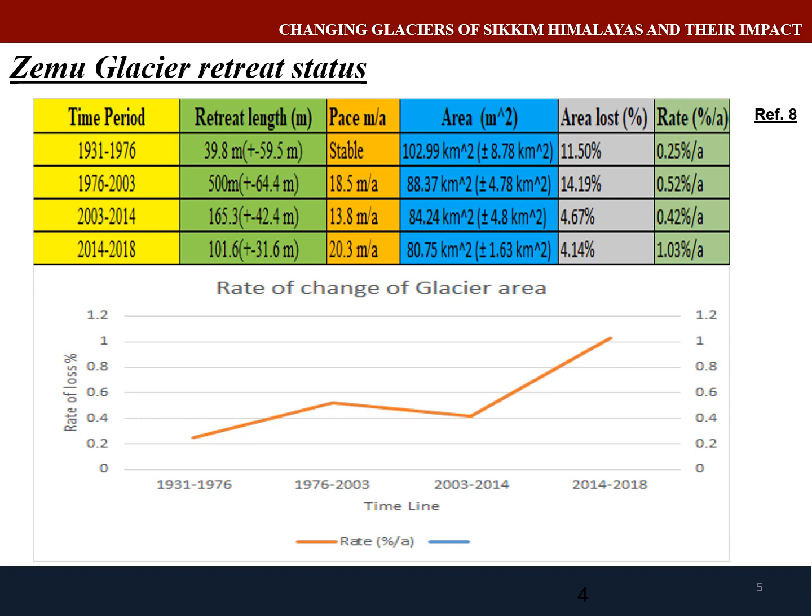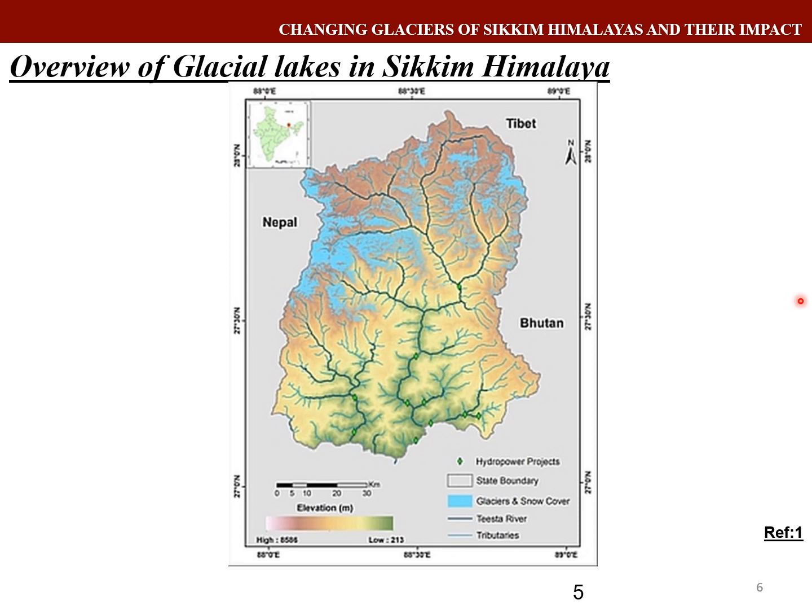Now in this time period you can see the rate of change of glacier area is increasing. It is the rate of loss that is increasing, not an increase in the area; it is the rate of loss which is happening in the Sikkim Himalayas. So the blue colored part is the glacier part, and you can see this is the Tista River basin.